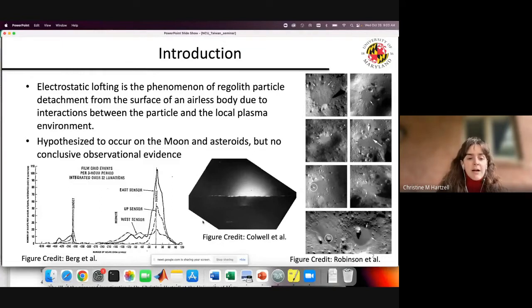Then during Apollo, an instrument was placed on the surface, and it wasn't intended to measure dust of lunar origin, but that's what the results have been interpreted as. So this is a histogram showing basically dust impacts on an instrument on the surface of the moon. And it's showing peaks in dust impacts at sunrise here, and at sunset.